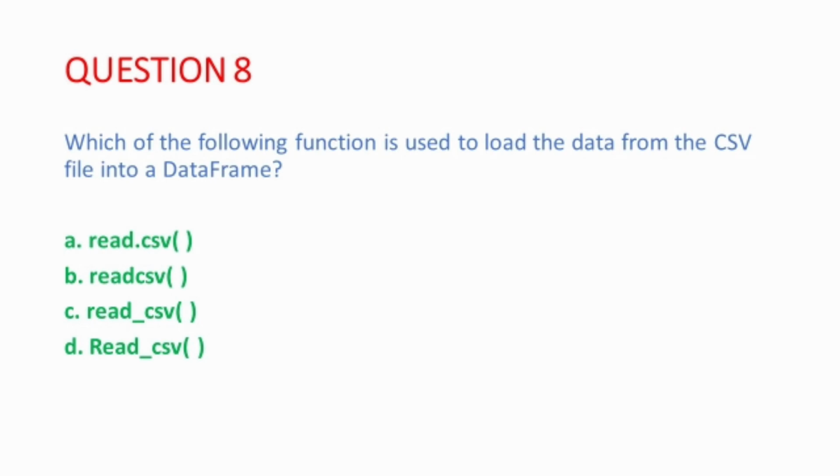Now the next MCQ, which of the following function is used to load data from the CSV file into a data frame? So we know that read underscore csv function is used to load data from a CSV file into a data frame. So the correct option is option C.